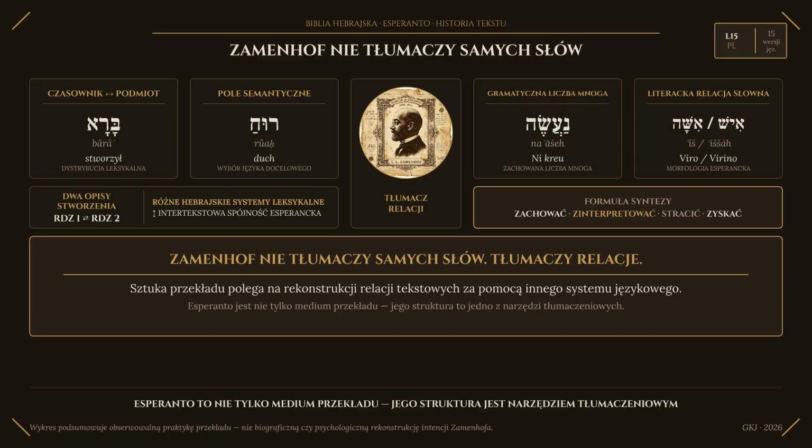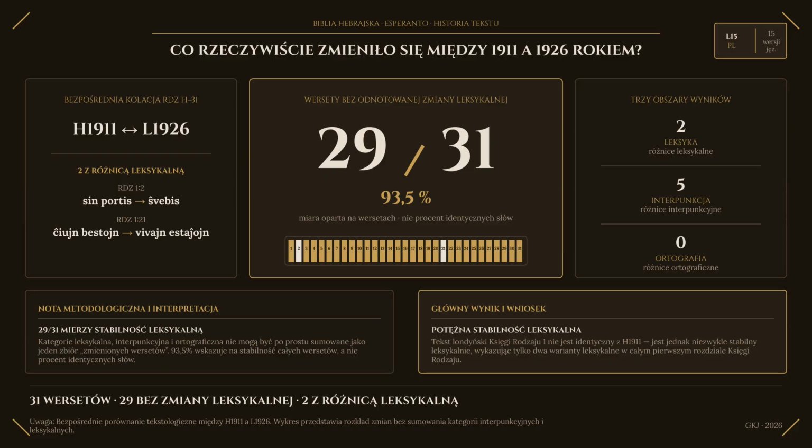Esperanto's structure itself functions as a sophisticated translation tool, allowing him to synthesize diverse Hebrew structures into a consistent, new target language framework. Looking at the transmission between 1911 and 1926, we see remarkable stability. Out of 31 verses, 29 remain lexically unchanged. The differences are primarily punctuational, confirming that the text was highly stable over this 15-year period.